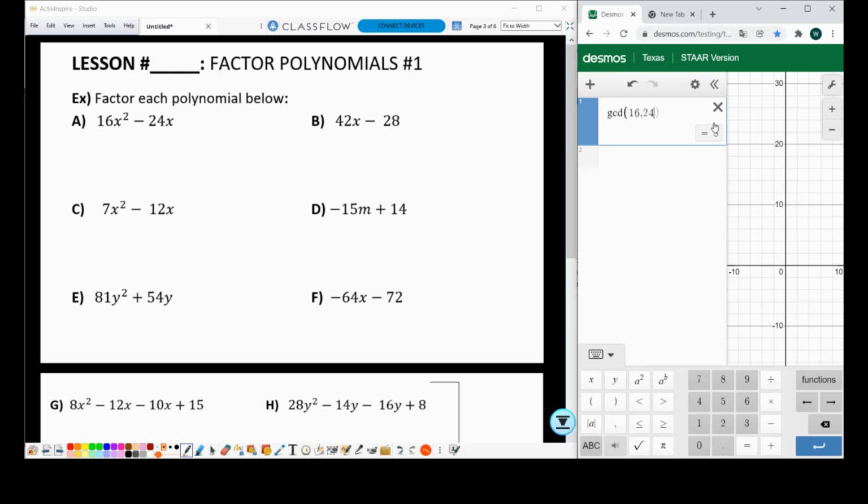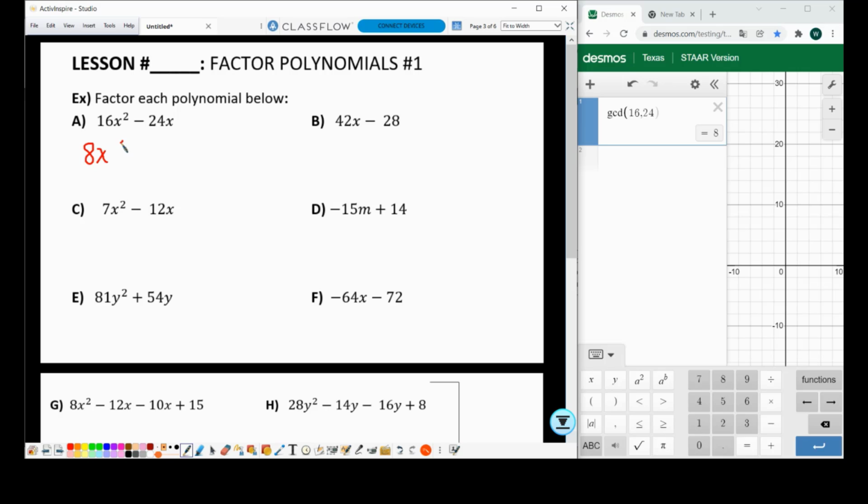And as you can see, the calculator tells me that the biggest number that divides 16 and 24 is the number 8. So that means I will be able to factor an 8 from 16 and 24. Also, I noticed that both terms have the letter x. So that means I can factor an x, because the first term has two x's and the second term has one x. So that means I'll be able to collect one x from each term.